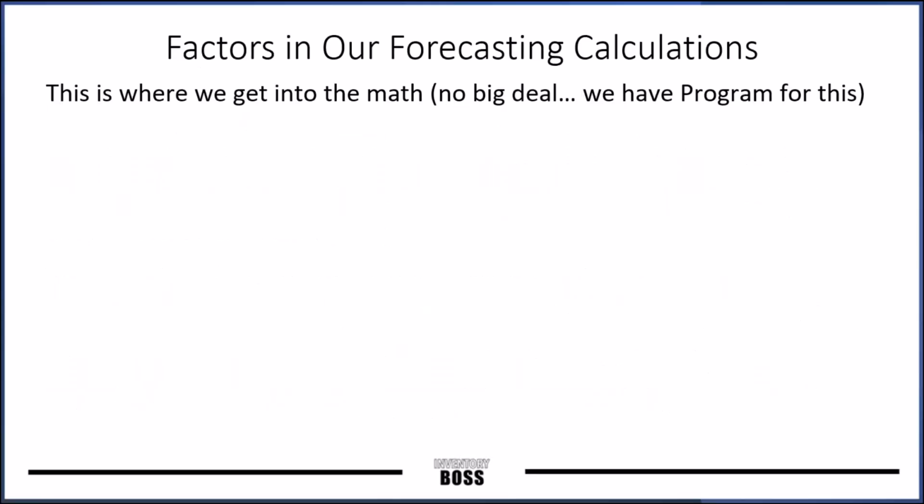Now, the factors in our forecasting calculations are, again, math-driven. This is where we're going to get into the math, but like I said, it's not a big deal. We have a program that handles all this. The Inventory Boss system has all of these programs built in and a little bit of AI to do some of the more difficult calculations that are really amazing. So the heavy lifting is going to be done for you, okay? But you do need to understand what that heavy lifting is.